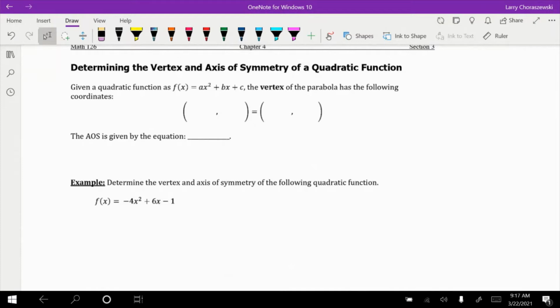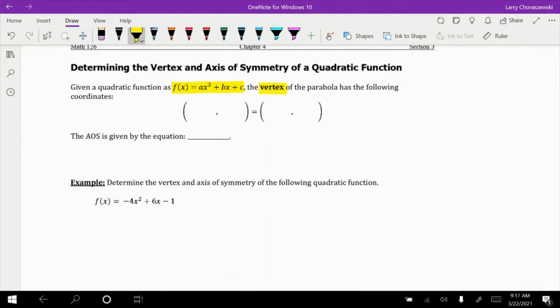All right, more information coming your way, folks. We can actually predict where the location of the vertex is at. And once we figure out where the vertex is at, we can quickly generate the equation for the axis of symmetry. So let's assume that our quadratic function is in standard form.